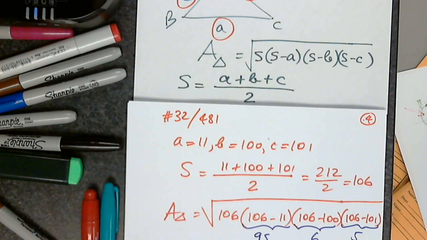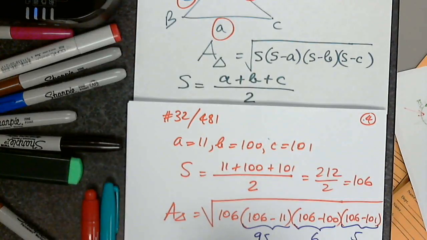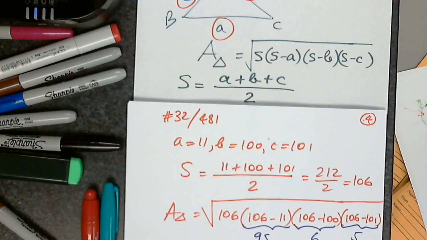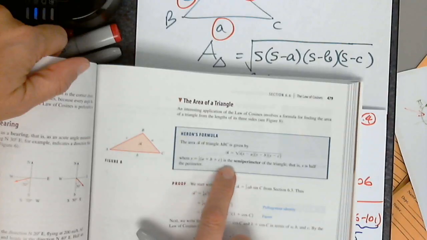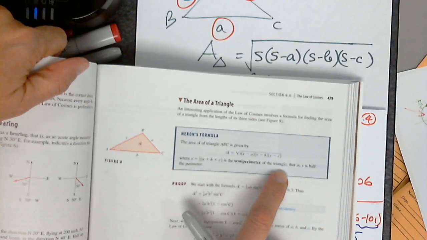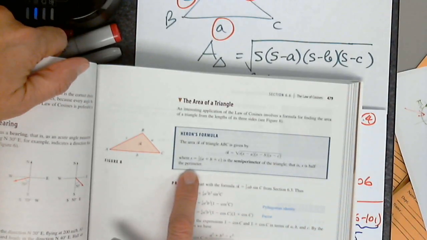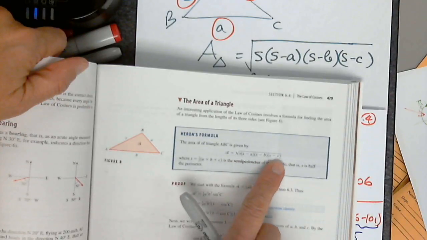And I get 549.6 squared units, whatever the units are, because this is area. So 549.6 squared units. And this formula bears Heron's name. So here it is, on page 479, where S is the semi-perimeter of the triangle, so half of the perimeter. So we calculate half, and that's the formula.